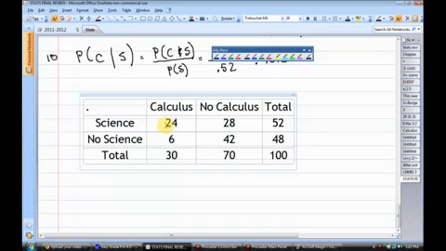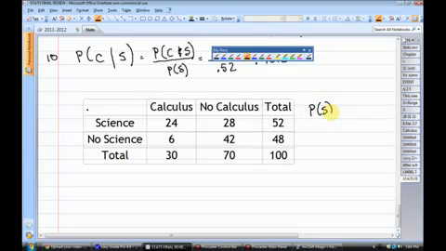Okay, so what's the probability that a student takes science? That's 52 out of 100. 52 out of 100 kids took science. What's the probability that a kid took calculus given that he took science? Well, how many kids out of this row took calculus? 24. 24 out of the 52 kids that are already in the row.